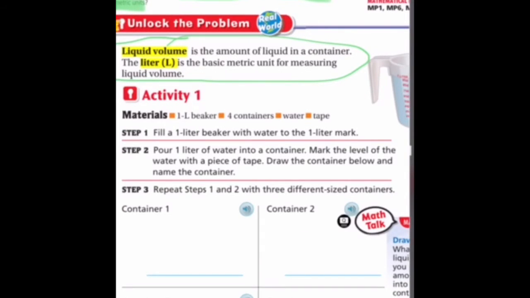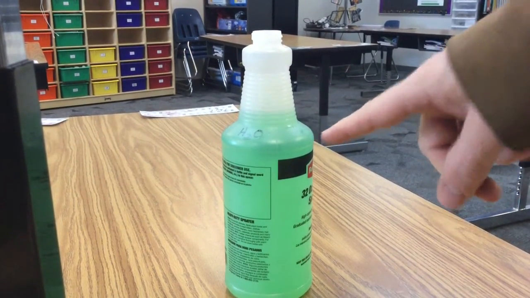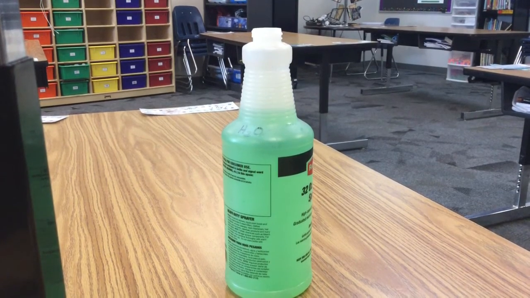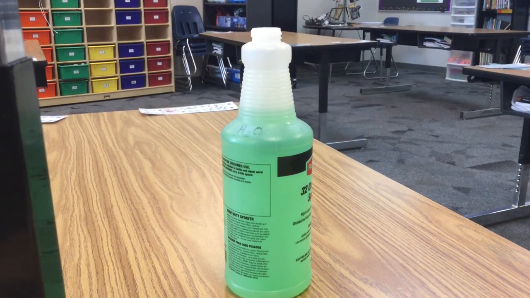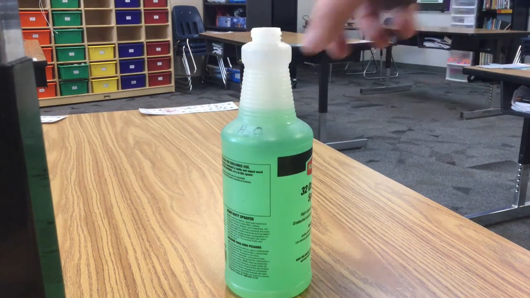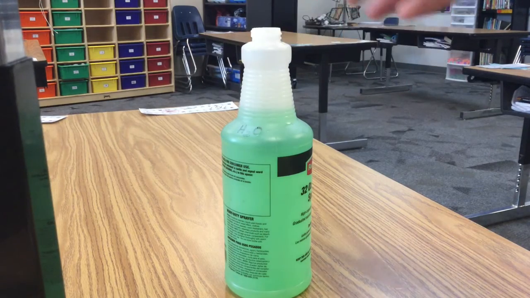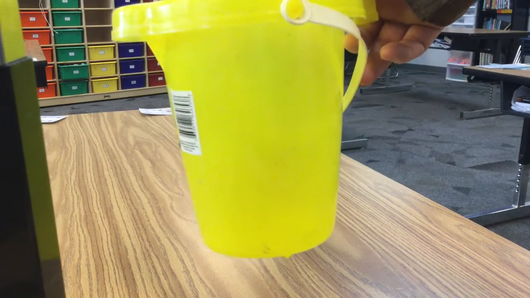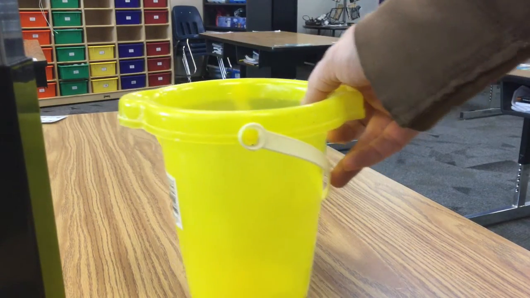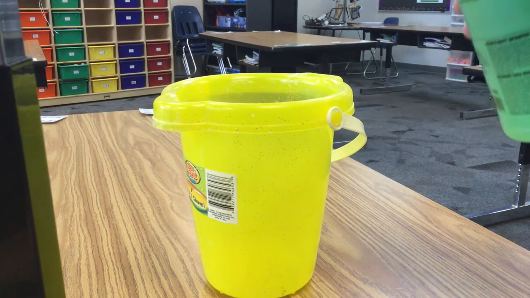and see the differences. All right, boys and girls, so here we have a bottle filled with green water. I colored the water so it's easier to see. This is the spray bottle we use to spray down and clean the iPads. This holds about 1 liter of water. So we're going to pour this container into 4 other containers and see how much water they hold. Our first container is this yellow bucket that you would take to the beach. It's a typical toy bucket that you would use to build sandcastles.